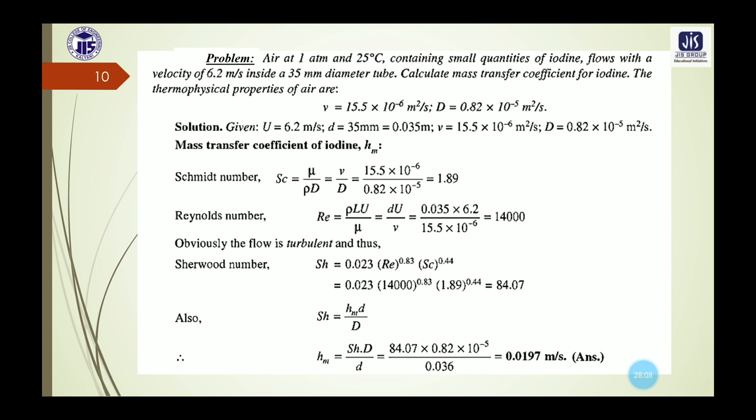The value of Sherwood number is known to us, 84.07. Then capital D is the diffusion coefficient given in this numerical, and small d is the diameter of the tube, which is 35 millimeter. Putting all these values in the formula, we have calculated the mass transfer coefficient, which is 0.0197 meter per second. So this is the procedure to solve this numerical. We need to first calculate the value of Schmidt number and Reynolds number, and based on those values we will identify which formula of Sherwood number will be applicable for that specific numerical.